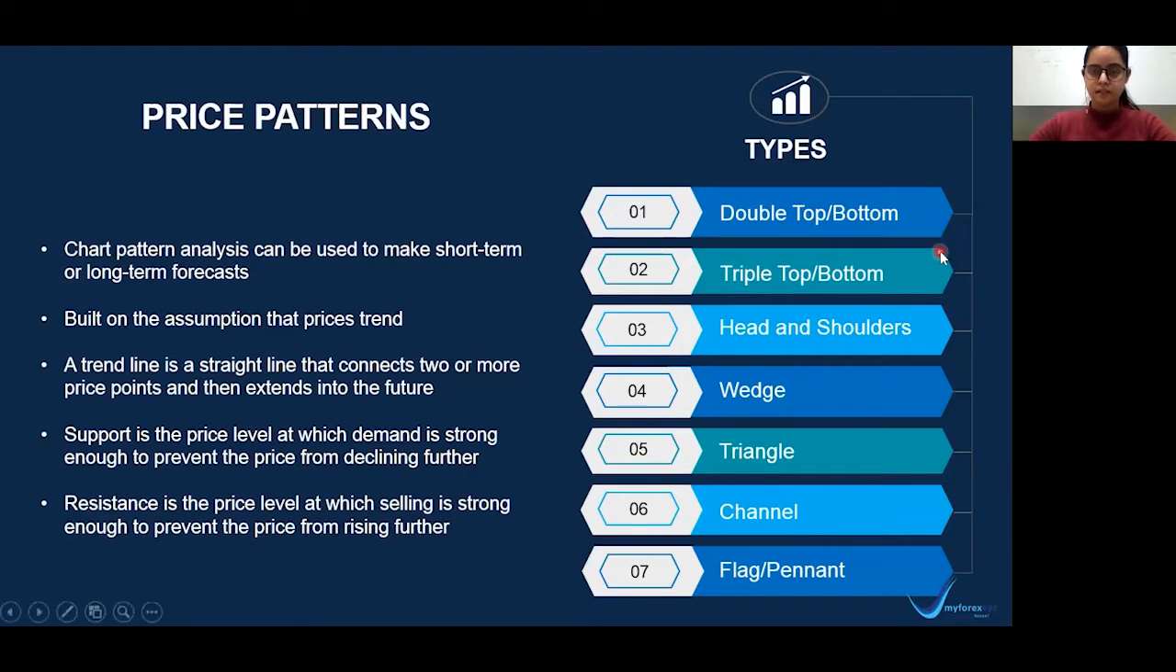Today we will discuss the seven price patterns: double top, double bottom, triple top, triple bottom, head and shoulders and inverse head and shoulders, rising and falling wedge, three types of triangles, bullish and bearish channels, and flags and pennants.